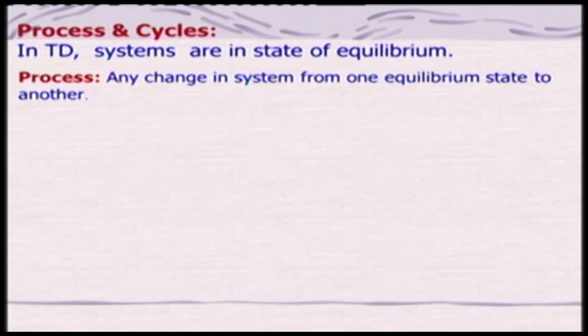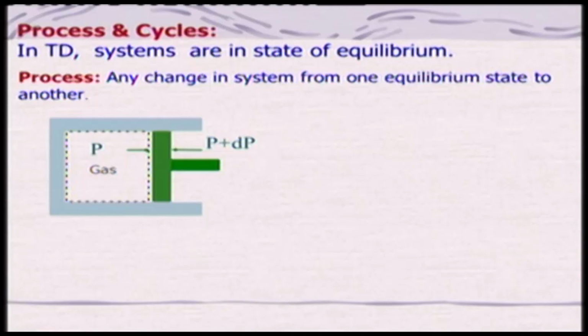A process is basically what is taken whenever a system is interacting with its surroundings. It will go from one thermodynamic equilibrium state to another thermodynamic equilibrium state. This change from one equilibrium position to another is known as a process. So, let us consider our piston and cylinder containing some gas, and this we call the system boundary.